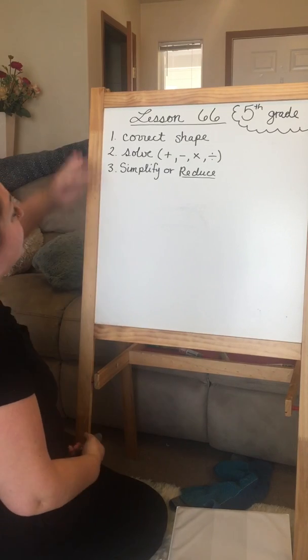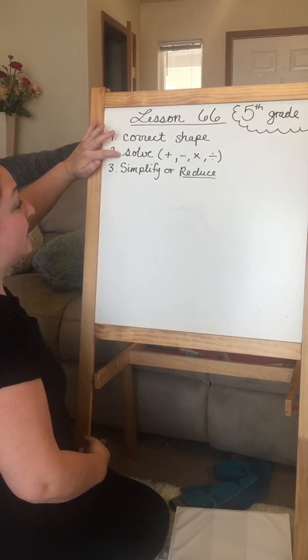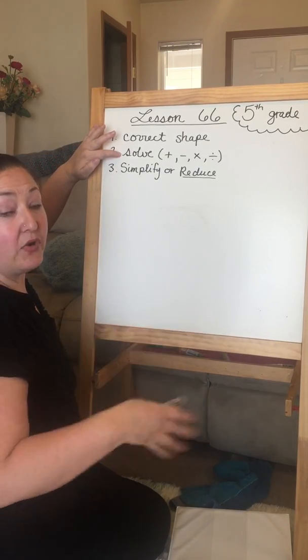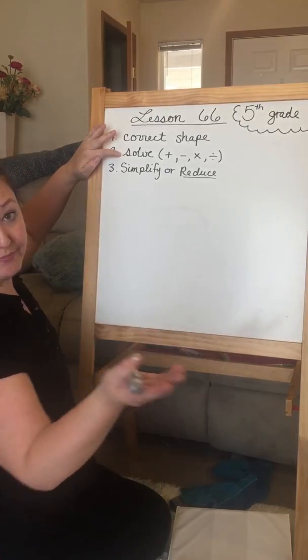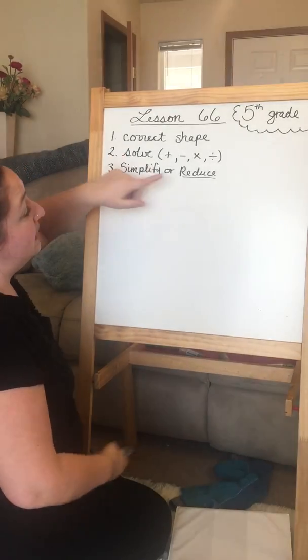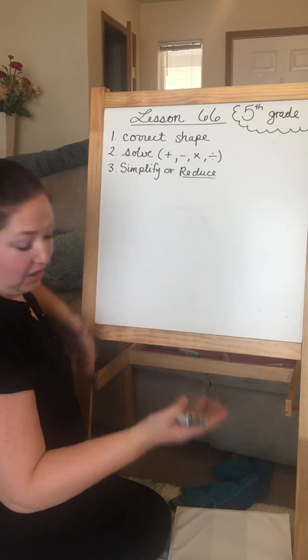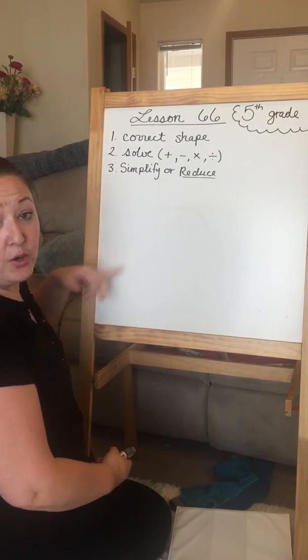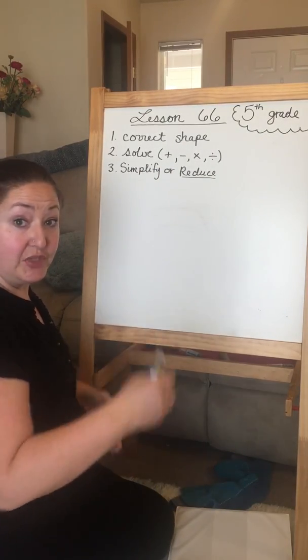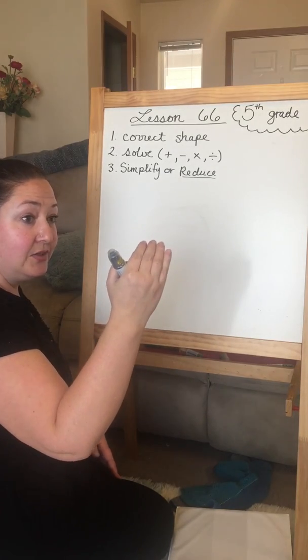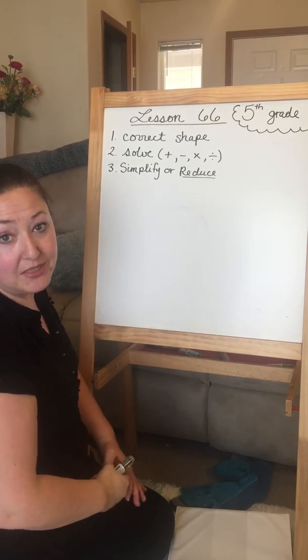All right, so we're going to put it into the correct shape, and then we're going to solve it for whatever operation it asks us to do: addition, subtraction, multiplication, or division. It will tell us in our operation. And then we're going to simplify or reduce it. In class we say reduce. It just means make it the smallest number it can possibly be.